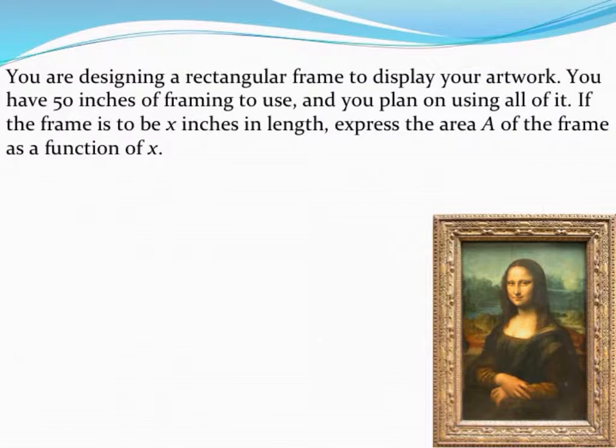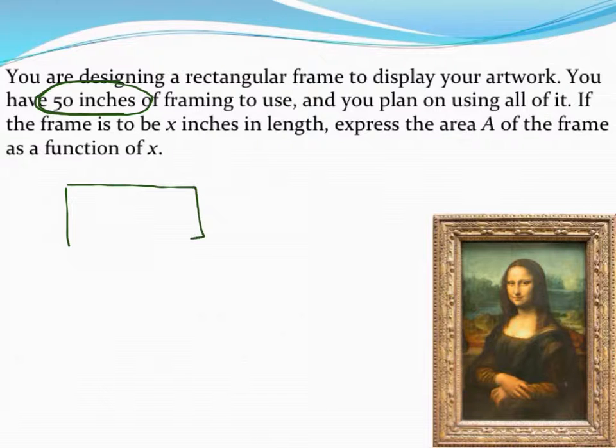The second area model that we're going to build using a function is going to involve a rectangle and finding the area of a rectangle. This time we're framing something and we're told how much framing we want to use. In this case it's 50 inches. So again, I'm going to start with a picture to get an idea of what's going on.